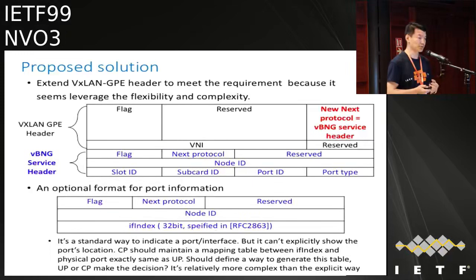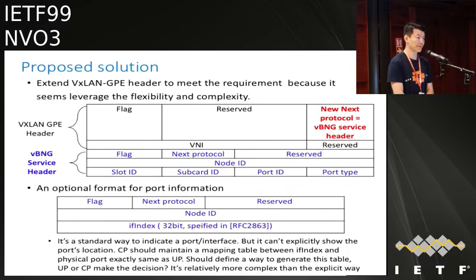There is also another optional format for the port information, which is the interface index. It is specified in RFC 2863, and it's a standard way to indicate a port. But this way is not an explicit way to describe a port, and we have to maintain a mapping table between interface index and the port information. So it's a relatively more complex way. But these two ways have their advantages and disadvantages, and we hope we can receive some comments on the choice of these two ways.